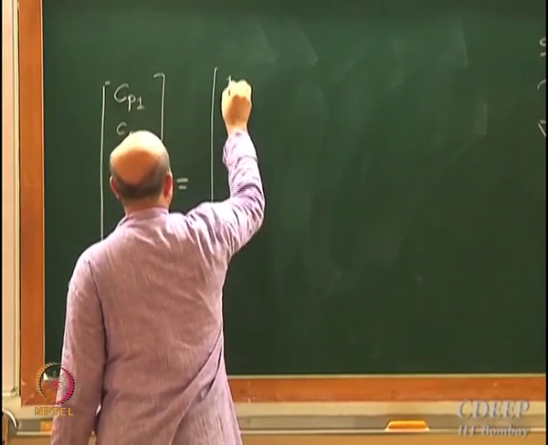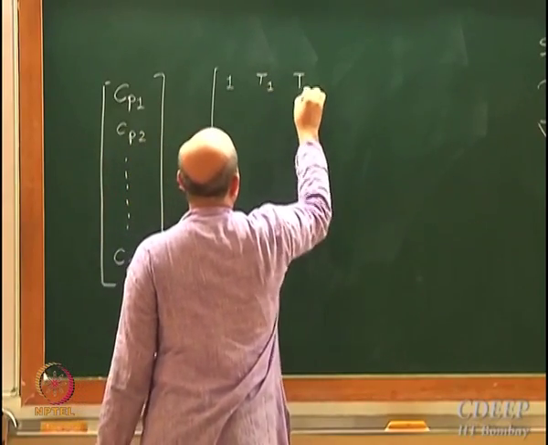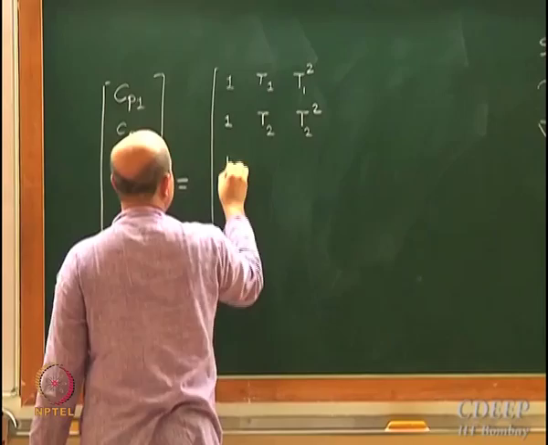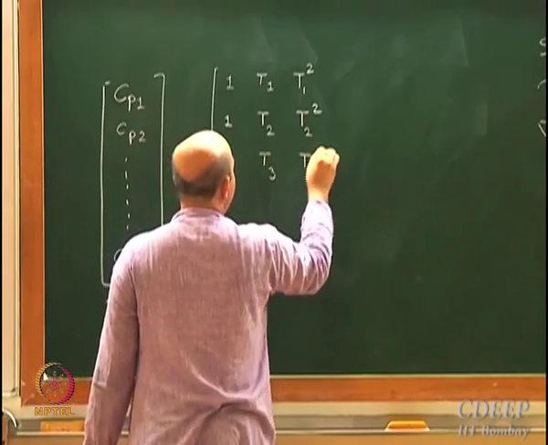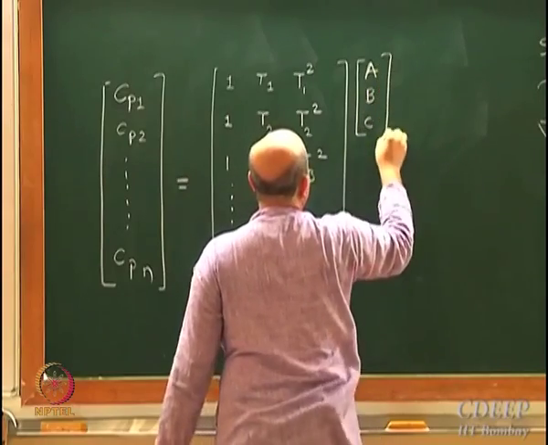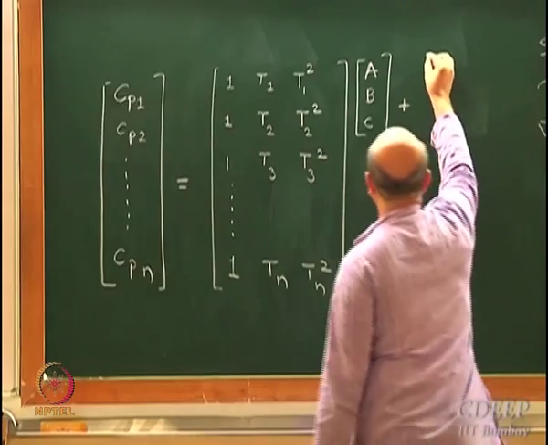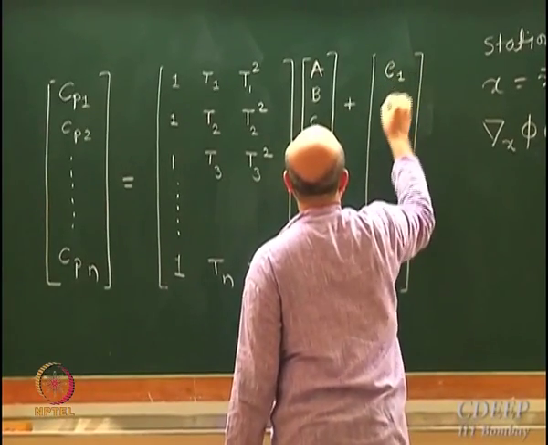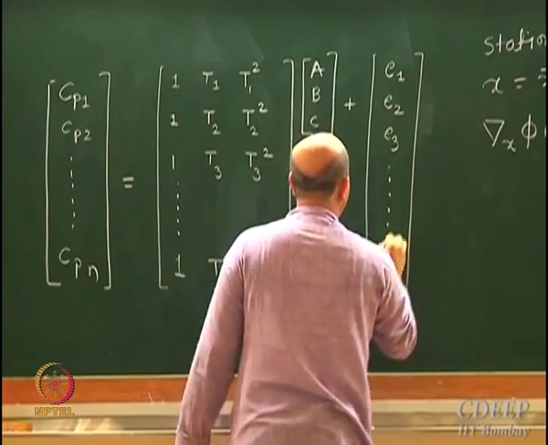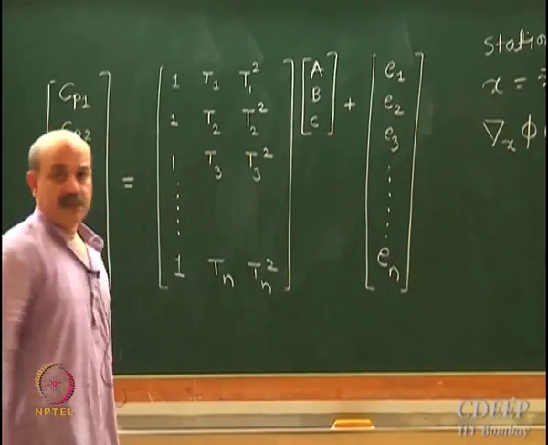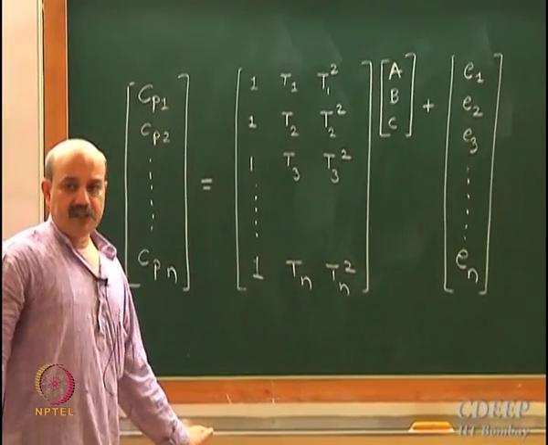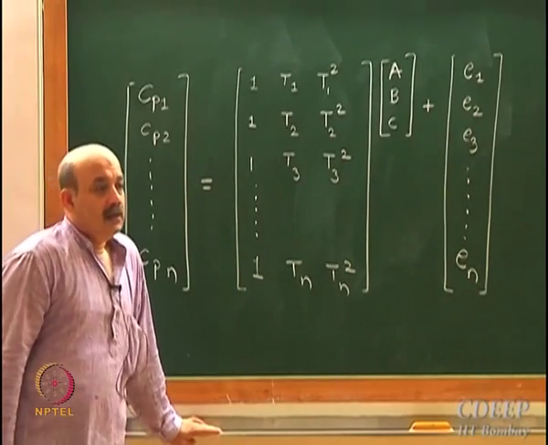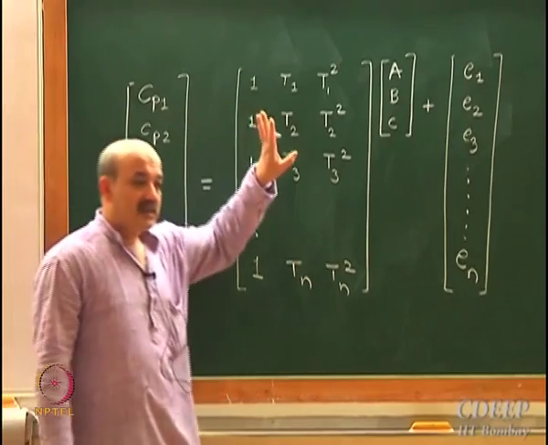So now this is 1, T1, T1 square; 1, T2, T2 square, and so on. Just have a look at those earlier equations. I am just revisiting them, writing them in a different form. Everyone with me on this? Same equations. How many unknowns? N plus 3, and the number of equations right now we have are only 3.